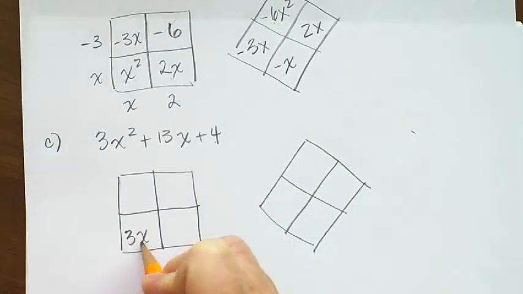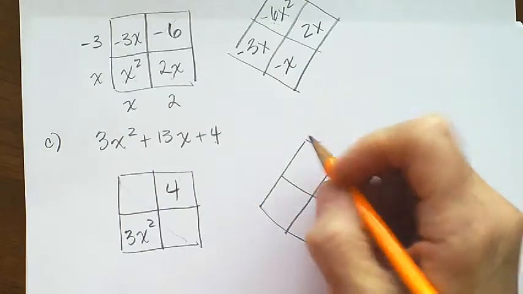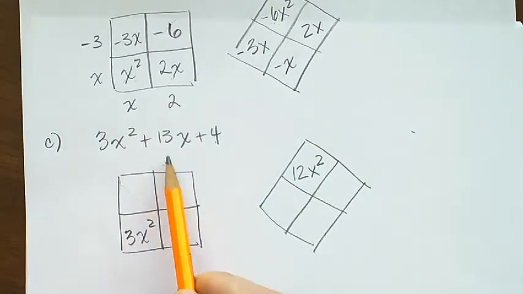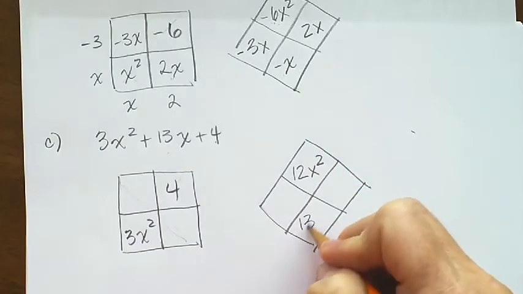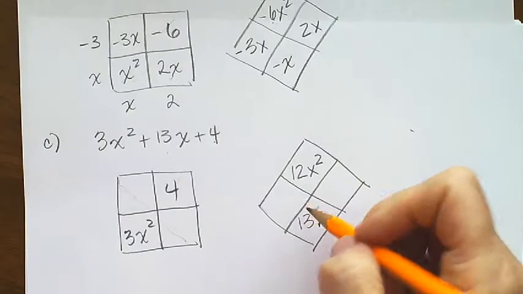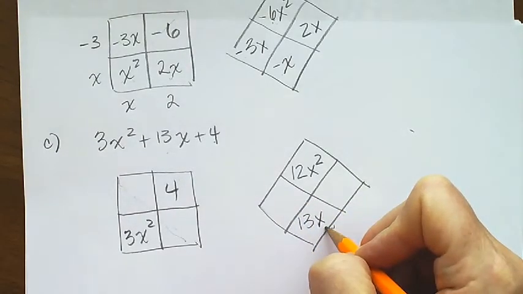3x squared and 4 are in opposite corners. This product is going to be the same as this product. So this is going to be 12x squared, and these have to add up to 13x. I only have 13x tiles to split up. So I'm looking for factors of 12x squared that add up to 13x.